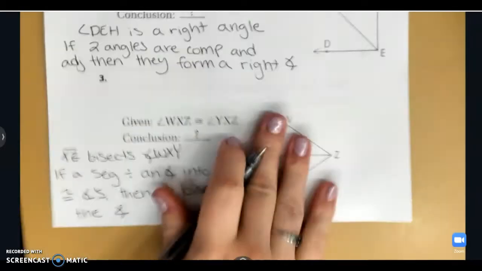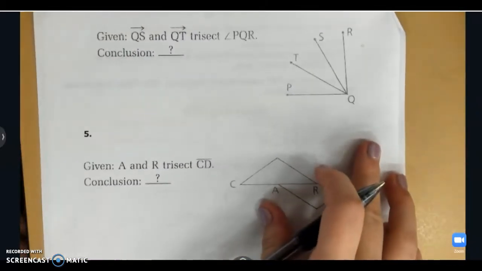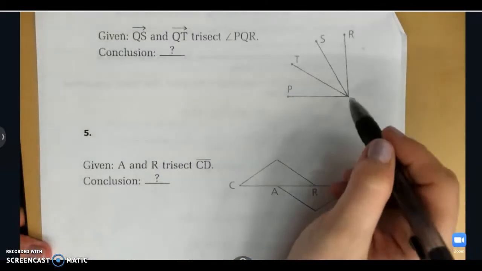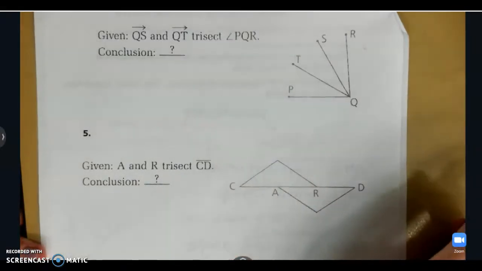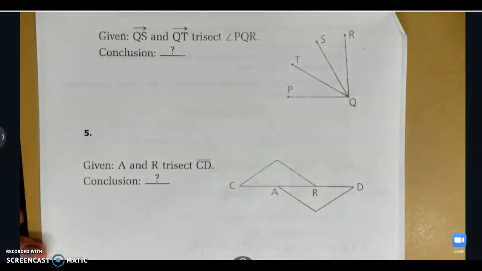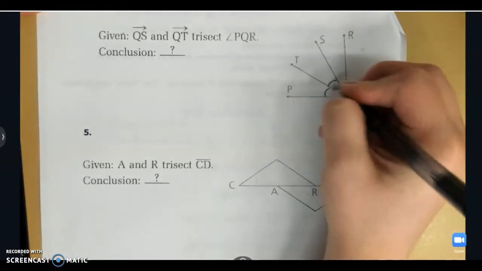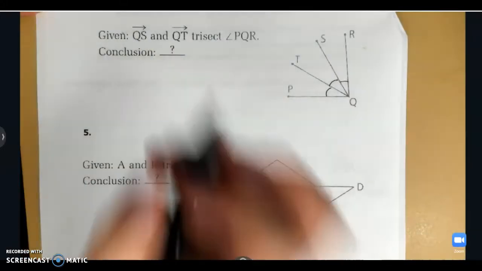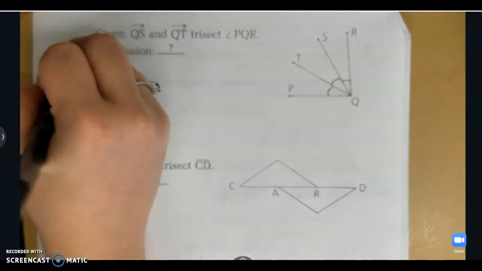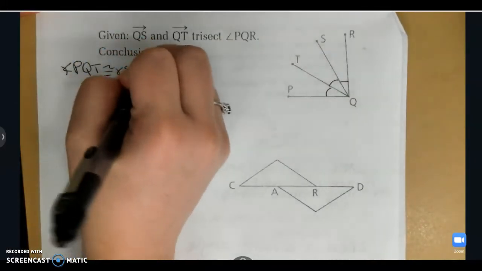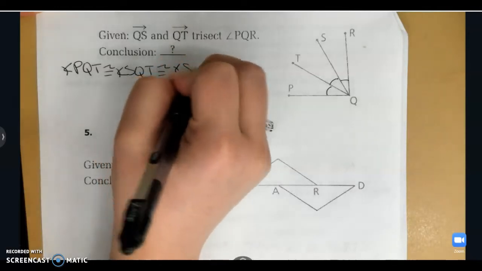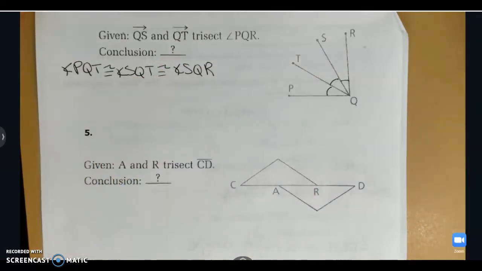Okay. On to the next page. Number 4. Given that ray QS and ray QT trisect angle PQR. So remember, trisect means to split into 3 congruent parts. So that would mean that these 3 smaller angles are congruent. So our conclusion would be that angle PQT and SQT and SQR are all 3 congruent angles.